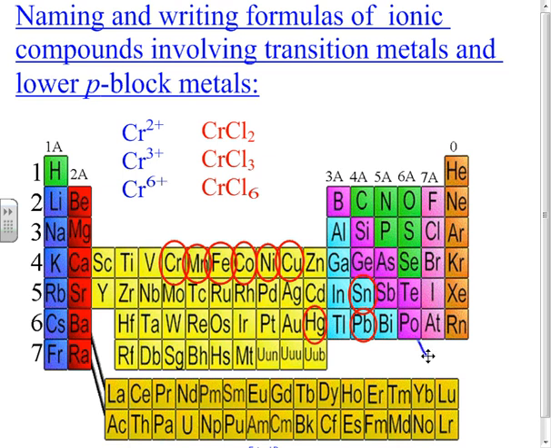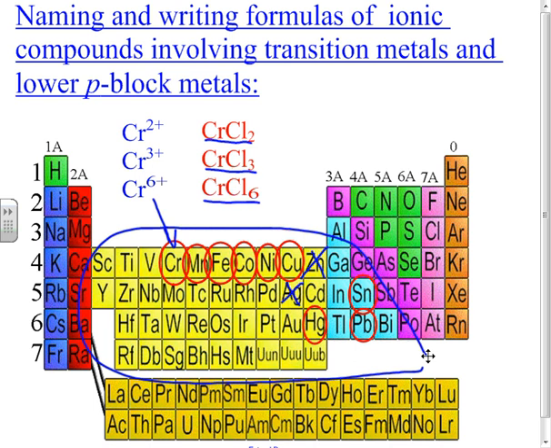Looking at the transition metals, these involve multiple oxidation states or multiple charges. Again, that is going to be all lower p block and d block metals, excepting for silver. Silver is always a 1+, zinc is always a 2+, so we don't need the stock system or the Roman numerals for these. So chromium here can be a 2+, 3+, 6+, and so it can combine with chlorine in a 2-to-1 ratio, 3-to-1 ratio, 6-to-1 ratio.